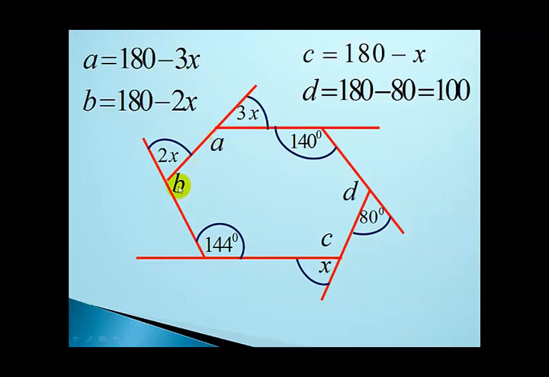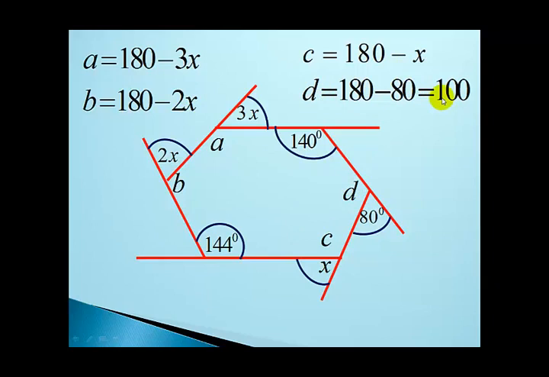B, the adjacent angle to B is 2x. That means that B will be equal to 180 minus 2x. The adjacent angle to C is x. So C will be 180 minus x. And the adjacent angle to D is 80. That means that D will be 180 minus 80, and that is equal to 100. Now we know the interior angles. Now A is 180 minus 3x. B is 180 minus 2x. C is 180 minus x. And D is now 100.